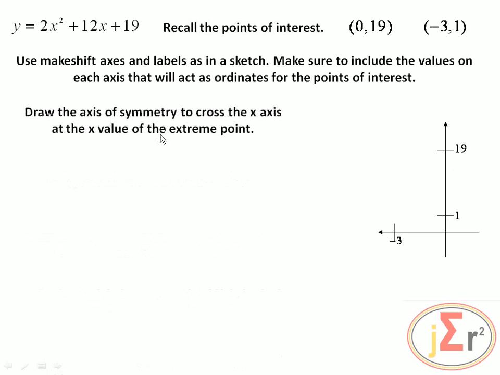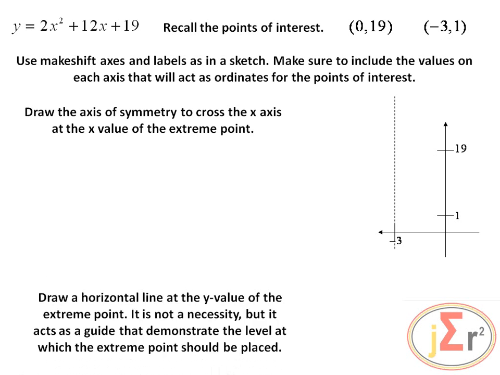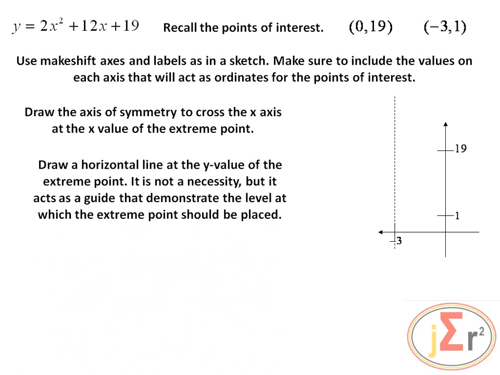So the curve may be sketched with the point of interest shown on the diagram. So draw the axis of symmetry to cross the x-axis at the value of the extreme point. So the equation of the axis of symmetry would have been x is equal to negative 3. So the axis of symmetry will pass through that point. Draw a horizontal line at the y value of the extreme point. It is not a necessity, but it acts as a guide that demonstrates the level at which the extreme point should be placed.